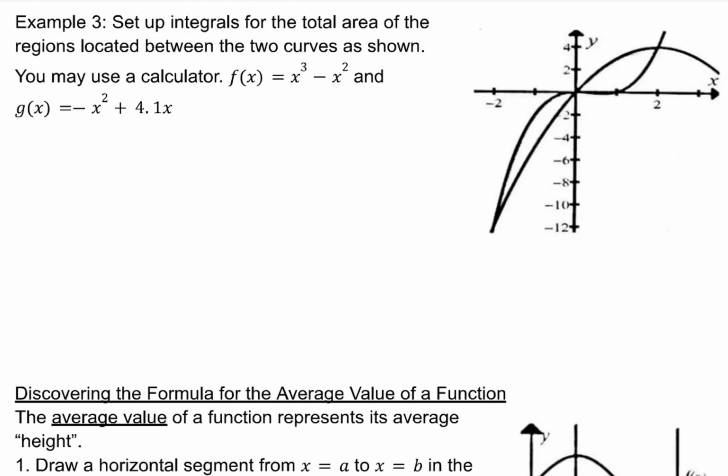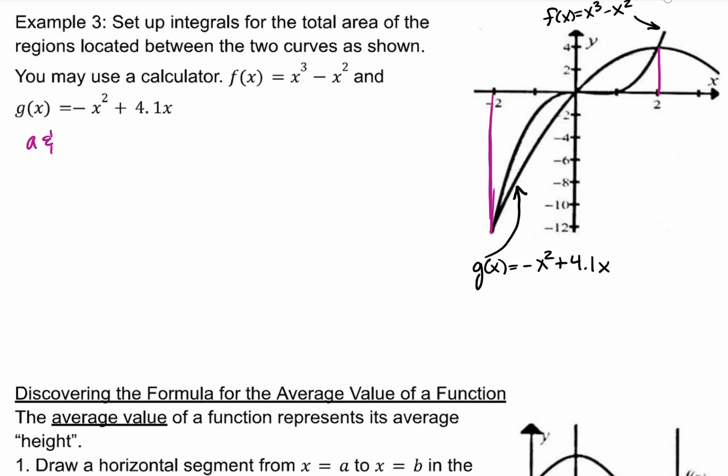Set up integrals for the total area of the regions located between the two curves as shown. You may use a calculator. One of these functions is cubic, this other one is quadratic. They didn't even give us a left boundary or a right boundary. So unless these intersect at an integer, it looks like I'm going to have to use a calculator to solve for my upper and lower boundaries.